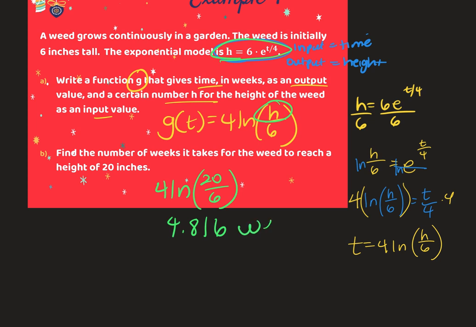And this is weeks. Can weeks get a decimal? Yes, it didn't say during what week. If it said during what week, which would have been your answer? The 5th week. Because 4 is under, it hasn't hit 20 inches yet, right? F of 4 is not quite 20 inches yet.